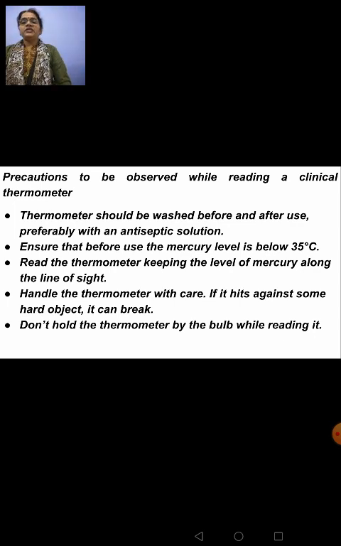See, the thermometer should be washed before and after use, preferably with an antiseptic solution, in order to remove the germs present there, because the bulb portion is kept under the tongue of many other patients. So normally it is kept dipped in antiseptic solution. Ensure that it should be washed actually. Ensure that before use the mercury level is below 35 degrees C. Read the thermometer keeping the level of mercury along the line of sight. Should keep it in front of you to read it properly. Should be able to see the readings properly.